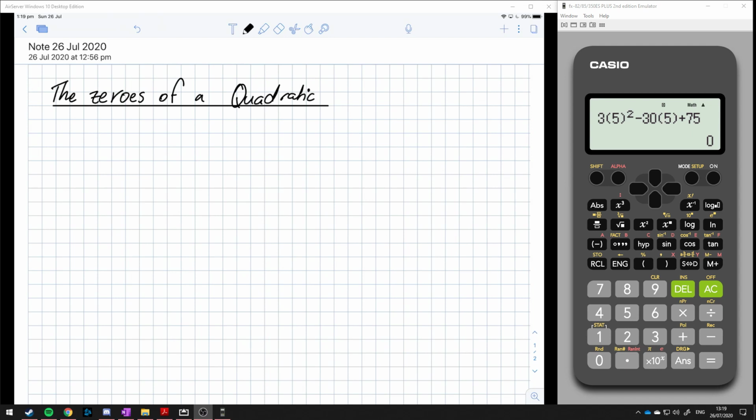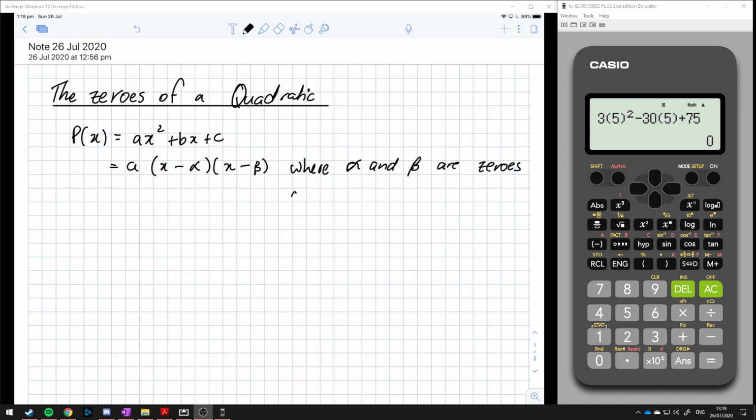Okay, so the zeros of a quadratic. Let's say we had a quadratic equation that looks something like this. Then what we can do is factorize this. If we take a factor of a out, we can then write the rest as factors of the zeros, where alpha and beta are zeros of p of x, okay? So we know how to do this.